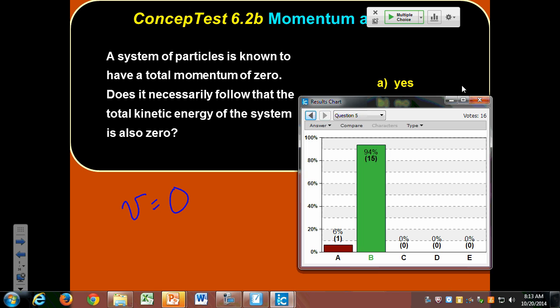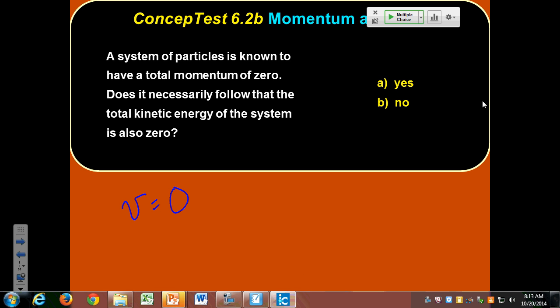Okay, B is the right answer here. If the momentum is 0, you could have two particles that have identical masses and equal and opposite velocities, and then the momentum of this particle would equal the negative of the momentum of that particle, giving a net momentum equal to 0. But the kinetic energy of the system would not be 0 because they're moving.